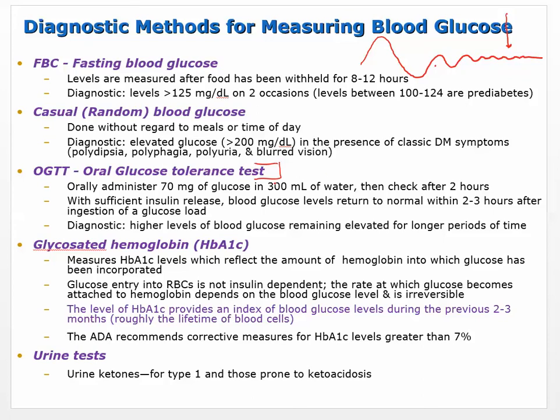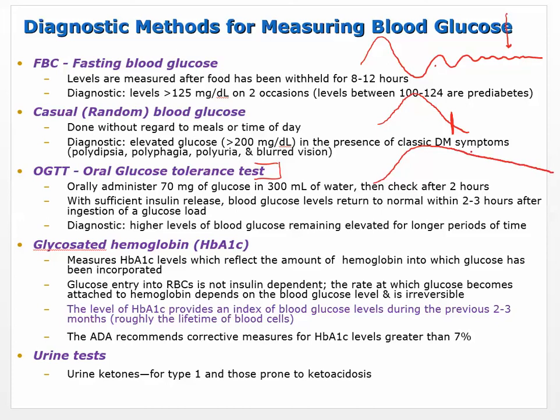You provide 70 milligrams of glucose in 300 milliliters of water. So essentially what you're doing is you give somebody sugar water, and of course their glucose levels are going to spike. And then you wait a couple of hours and see how well their body dealt with it. Okay? They say, okay, after 2 hours you were here. If your insulin is not working right or you don't have enough insulin, it's going to take longer to get it down.